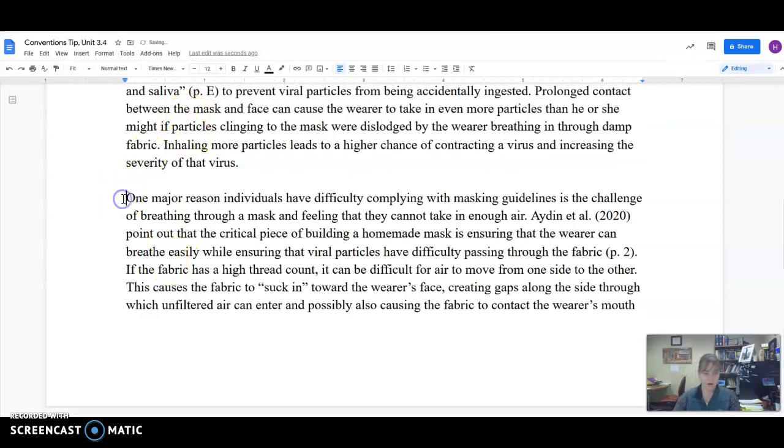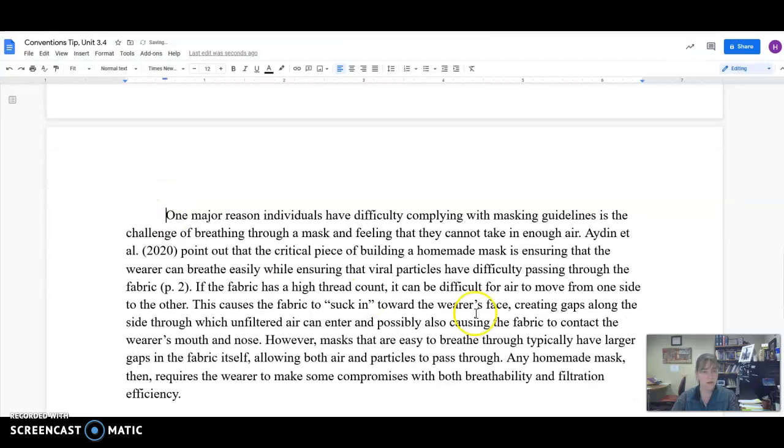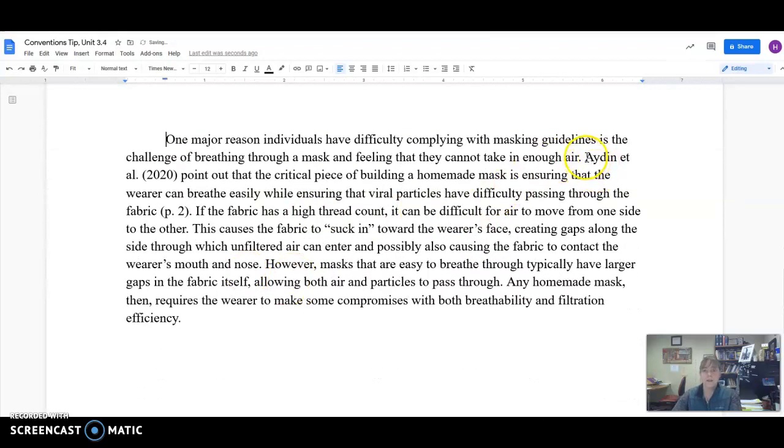Oh, here, let me scoot this down to make it a little bit easier. This was our paraphrase. So Aydin, these guys point out that we have to make sure that the wearer can breathe and make sure that particles have trouble coming through the fabric. So how do we introduce this? Well, people have difficulty complying with masking guidelines because they can't breathe. So we have to find a balance between the two.